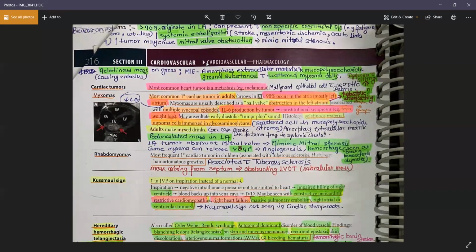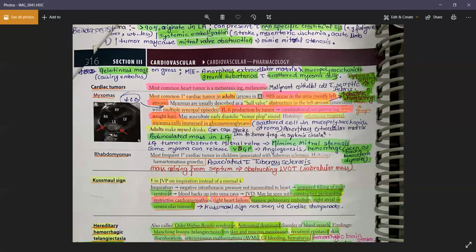On gross examination, the tumor is a very gelatinous mass. When you do the biopsy of the tumor, you will see some mucopolysaccharide as a ground substance in the background, or some amorphous substance, and you have the scattered myxoma cells, with a kind of bluish appearance. These are the myxoma cells in the mucopolysaccharide. It is a gelatinous mass. Step 1 will describe this tumor as a very gelatinous mass, and on the biopsy they will tell you that the tumor has a very amorphous extracellular substance. 90% of the time they originate in the left atrium.